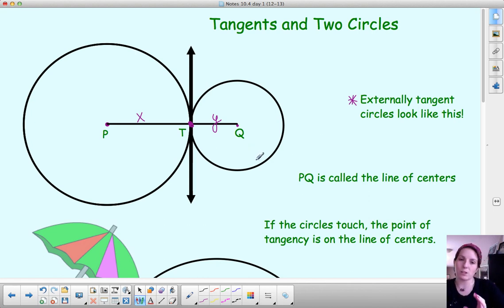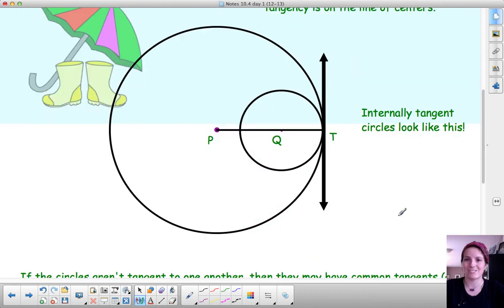So previously in the chapter, we saw overlapping circles that had a common chord, right? They looked like this. That's what this guy was. Now we have externally tangent circles. We also have internally tangent circles. Internally tangent. So if we have circle P and circle Q, notice that that line of centers gets extended and the point of tangency is still on the line of centers when our circles touch. So they're considered internally tangent if they just touch on this one spot.